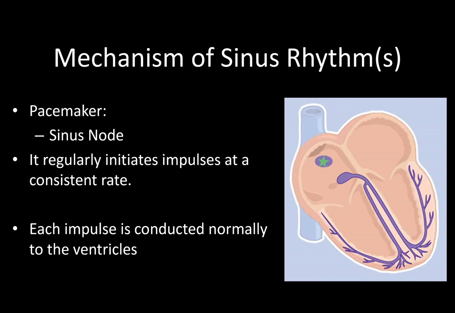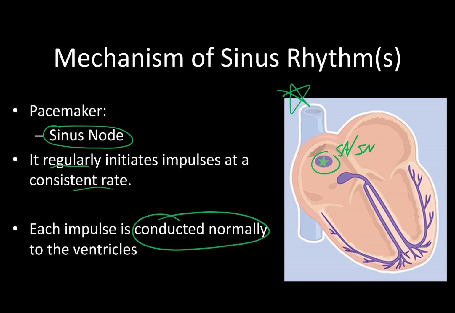All right, mechanism of sinus rhythms. Well, quite simply put, the pacemaker is the sinus node. As promised, we're going to start with what's normal. Now, this diagram over here, get used to it because that's what I use to mark out the beginning of every single rhythm we pretty much go through in this class. And so here is your SA node or your sinus node, and that's where all these rhythms will start. Now, it regularly initiates impulses at a consistent rate, and they are conducted normally through the ventricles. Not much more complicated than that.